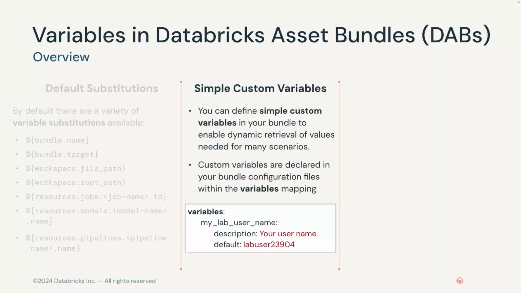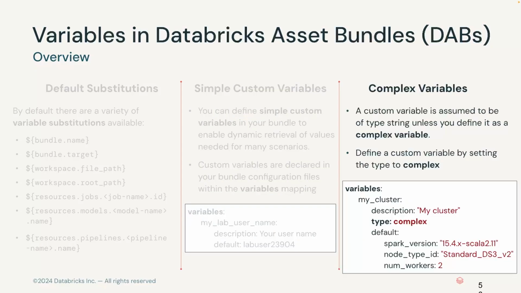You can also use simple custom variables you define in your Databricks asset bundle. Custom variables allow you to enable dynamic retrieval of values needed for specific scenarios. These variables are declared in your bundle configuration files within the variables mapping. For example, under the variables top-level mapping, you can specify any number of custom variables. In this example, we'll create a variable named myLabUserName, followed by a description and its default value of LabUser23904.